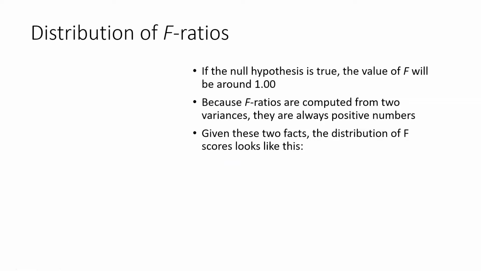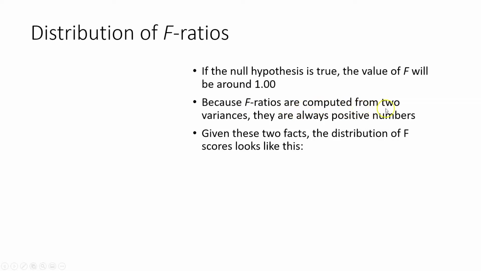Now, the distribution of F ratios takes a particular form. It's a form that's unlike the T statistic distribution or the Z statistic distribution that was a normal curve. Instead, if the null hypothesis is true in the ANOVA situation, then the value of your F statistic will be around 1. Remember, I demonstrated that before, because you've got no treatment plus error divided by error, so it should be something near 1.